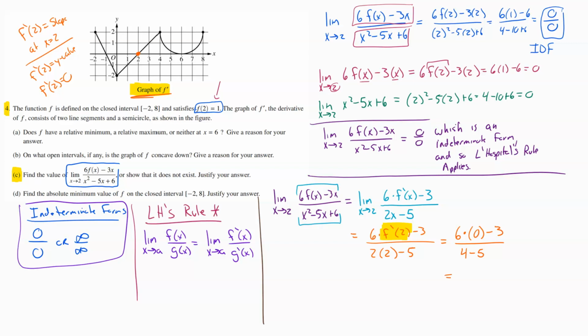Cleaning that all up, you get 6 times 0 is 0. 0 minus 3 gets you negative 3. On the bottom, you get 4 minus 5 is negative 1. And in the end, you get out 3 for your final answer.